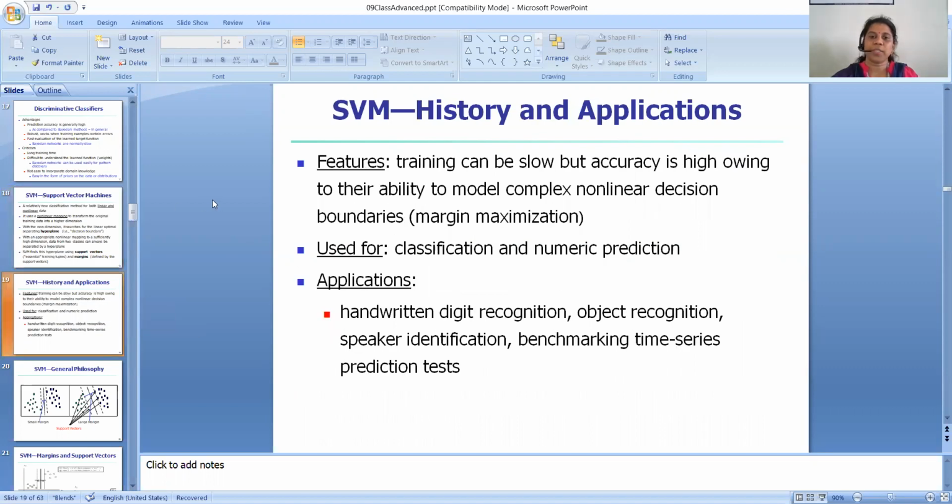The features of SVM are that training can be slow, but the accuracy of SVM is high, owing to its ability to model complex nonlinear decision boundaries. It is mainly used for classification and numeric prediction. The applications of SVM are handwritten digit recognition, object recognition, speaker identification, benchmarking, time series prediction tests, etc.